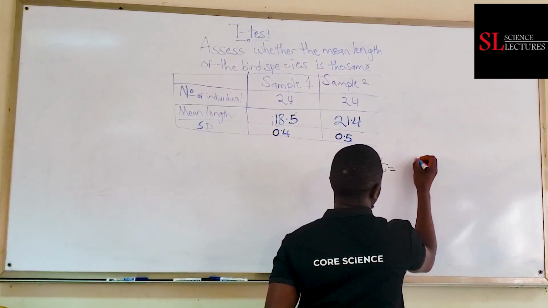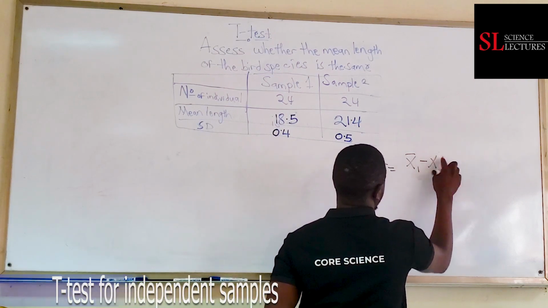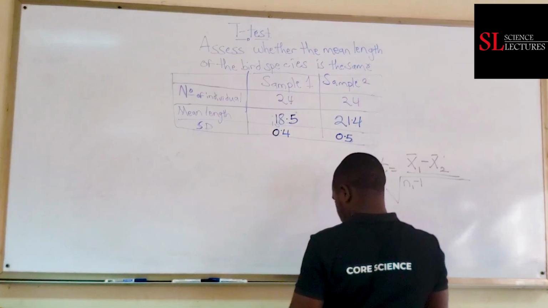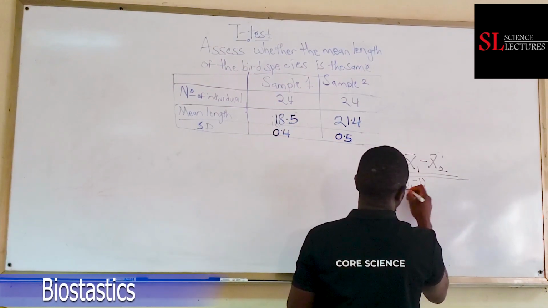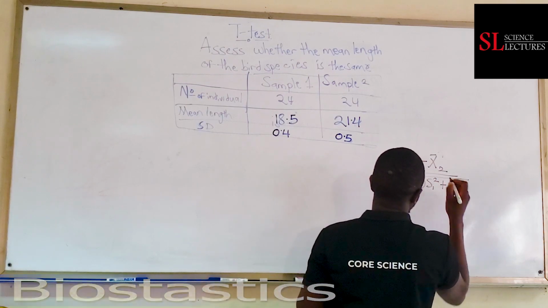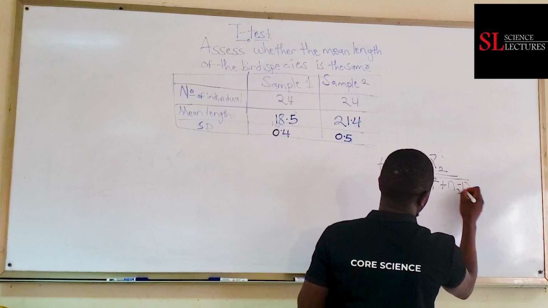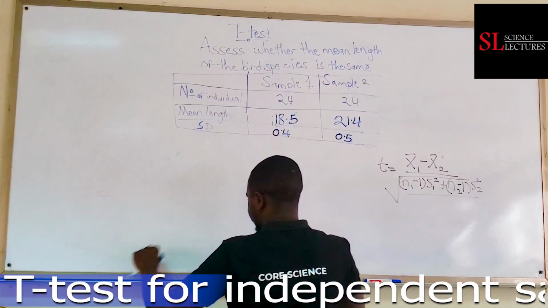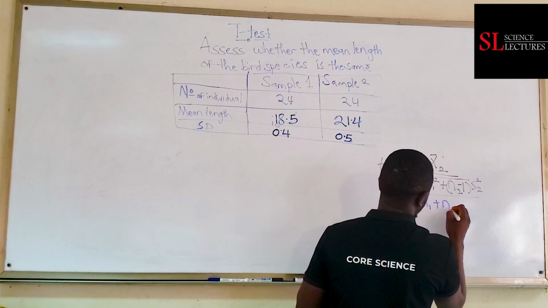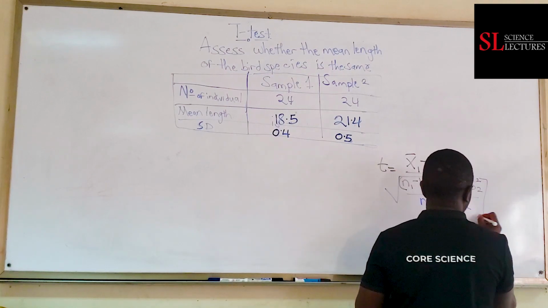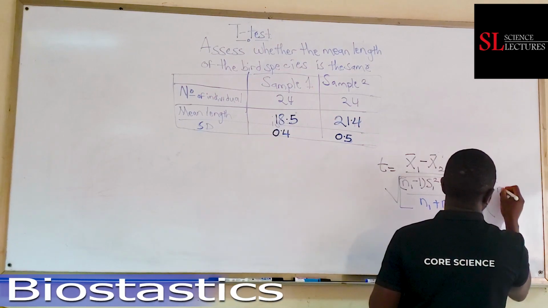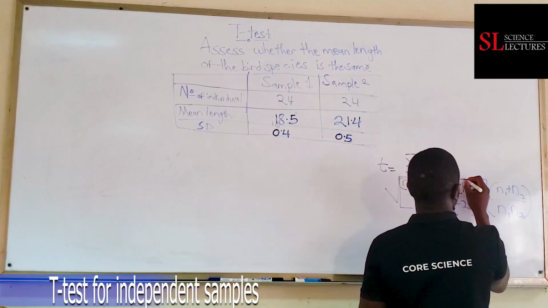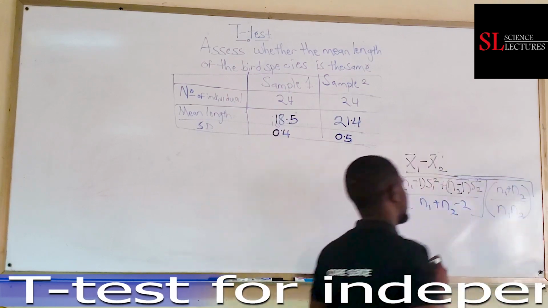The formula is t is equal to mean 1 minus mean 2 over the square root of n1 minus 1, the whole thing into standard deviation 1 squared, plus n2 minus 1 into standard deviation 2 squared, over n1 plus n2 minus 2, the whole of this thing multiplied by n1 plus n2 divided by n1 times n2. So the square root of everything here. So that is our formula.